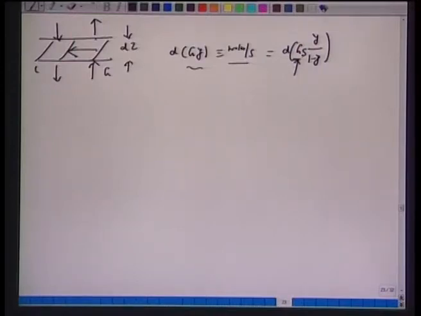So, we write dGy; Gs is constant, so we can take it out. Then you can show that this becomes Gs dy over (1 minus y) squared, and this can also be written as G dy over (1 minus y), going back from Gs to G with 1 minus y. So, there are several ways you can write it.